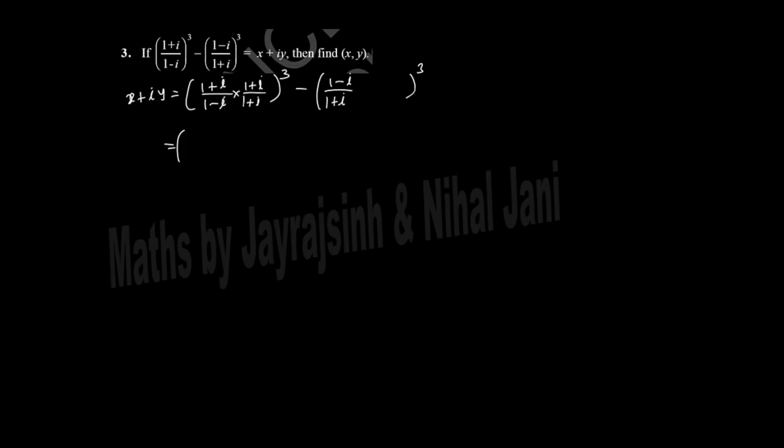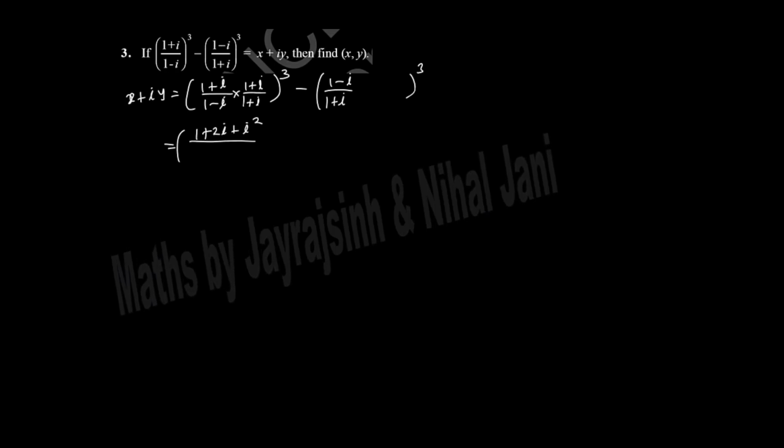So let's simplify. In the numerator we have (1 plus i) the whole square, so expand it: 1 plus 2i plus i square. And in the denominator we have (a minus b)(a plus b), so we can say (1 square minus i square) the whole square. Right? In the second term we have to do the same thing: multiply and divide by 1 minus i. Very good.